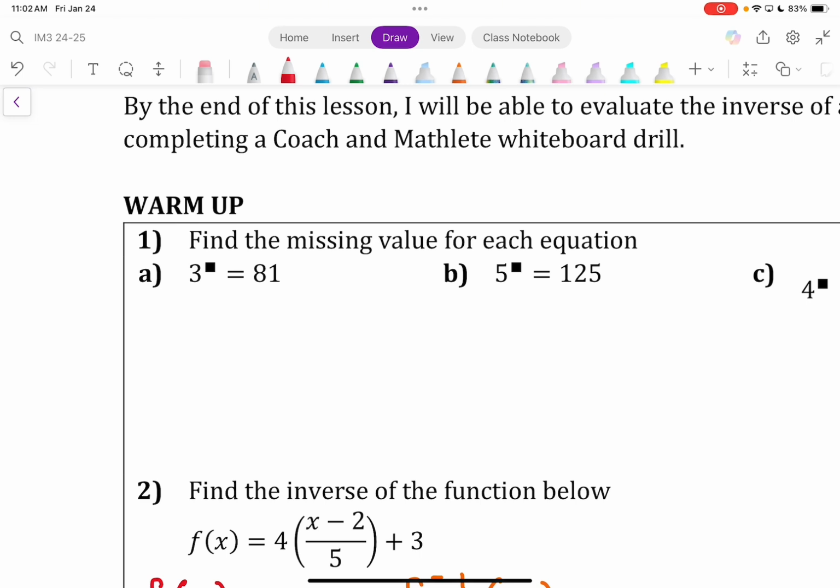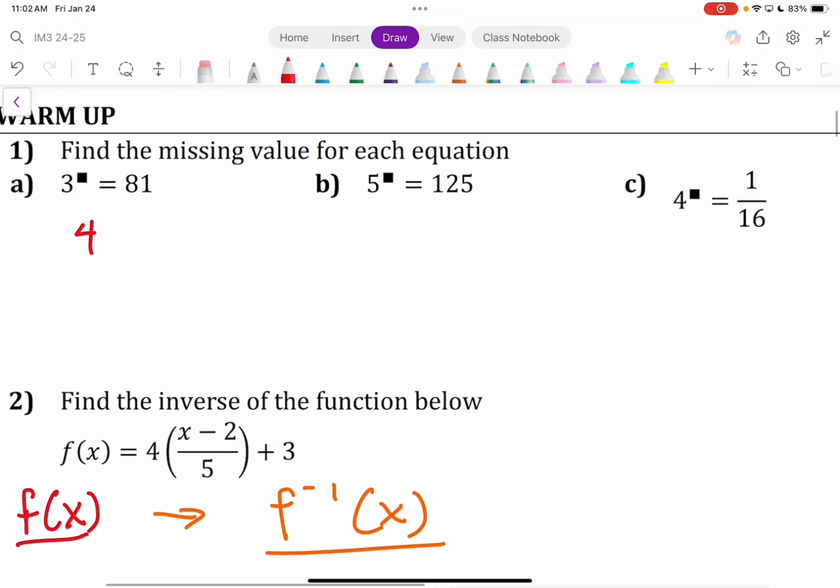Let me give you some time to check in with your table mates, all right? I'll come back to you for the next one. Let me hear from Seth for this first one. A. 3 to the power of what gives you 81? 3 to the 4th power. Very good. Okay. Santiago, back to you for the next one. 5 to the what power gives you 125? 3. Good.